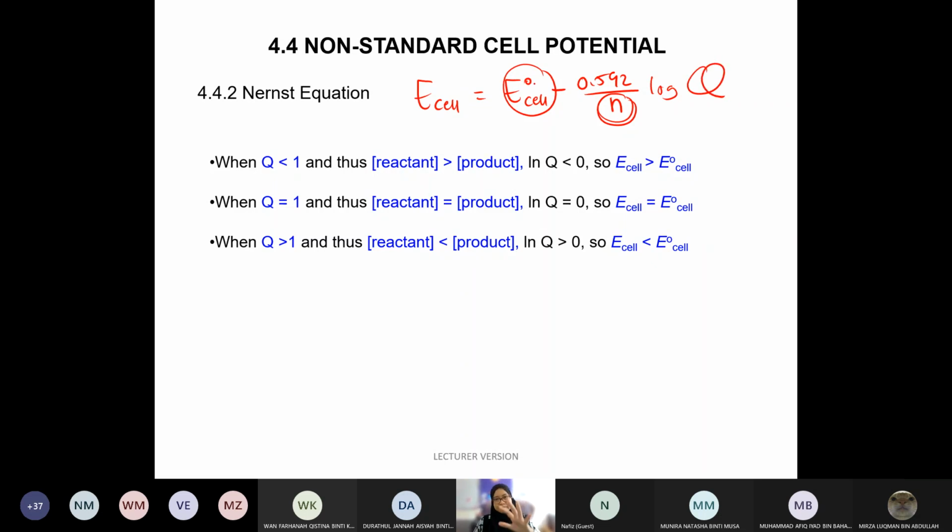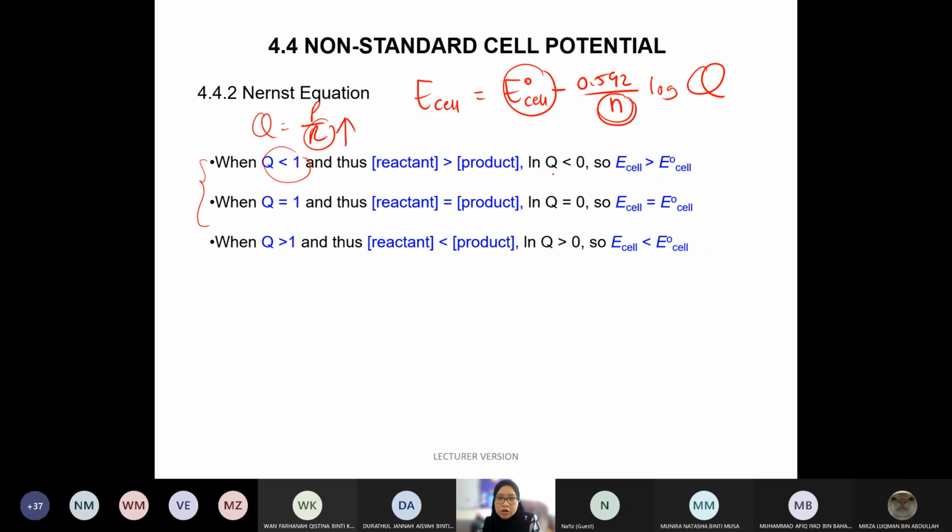So we are going to play around with this value here. You have to imagine: when Q is less than 1, how do you get Q less than 1? There are three conditions that you have to consider. Remember, Q is product over reactant. So in order to get less than 1, the denominator should be higher. So the concentration of reactant will be higher than the concentration of product. Then only you get Q less than 1.